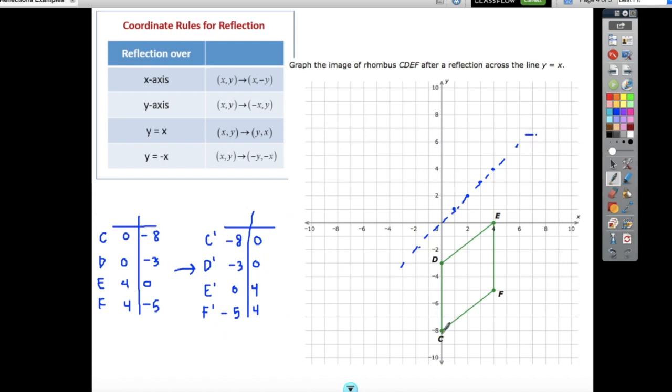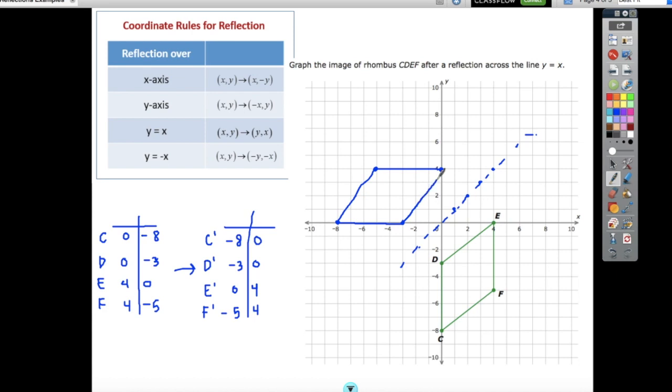You could just figure out what the new coordinates will be as you're looking at this. So if this is 0, -8, we're going to be at -8, 0. And this is at 0, -3, so we'll be at -3, 0. This point's at 4, 0, so we'll go to 0, 4. And then this point is at 4, -5, so we'll go to -5, +4.